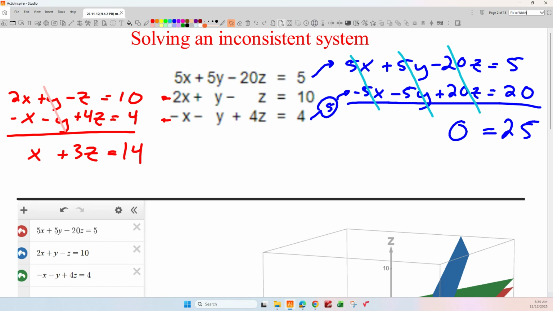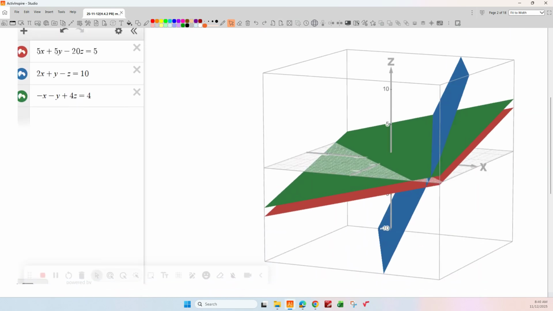Okay, so what's that tell you about the planes then if there's no solution of that partial? Okay, so the planes must be parallel, right? And we looked at a picture and that is in fact what was happening. We had two planes that were parallel and a third plane that cut through those, and so there was no common point on all three planes, right? There was no intersection, so we got no solution.